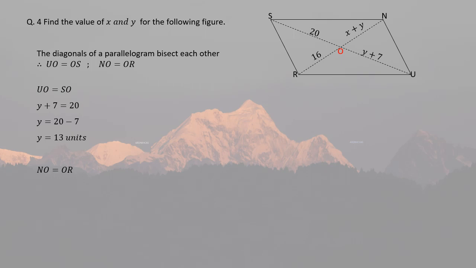Likewise, NO equals OR, and NO is x plus y and OR is 16. We have the value for y as 13 units. So x plus 13 equals 16, and we take 13 towards the right hand side and subtract from 16, so we get x equals 3 units. So we have the values for x and y for this figure.